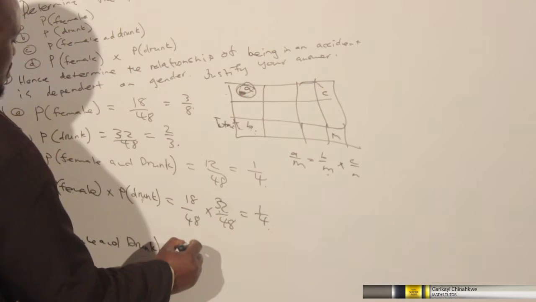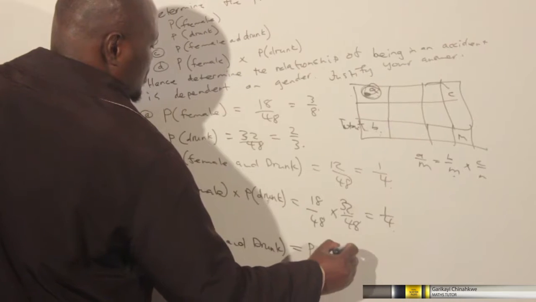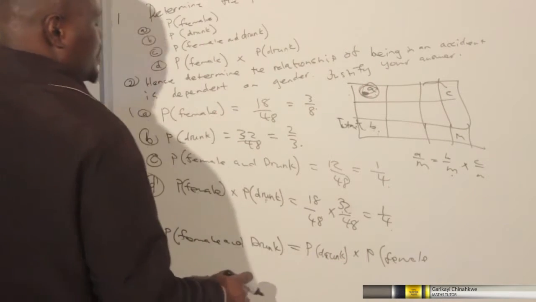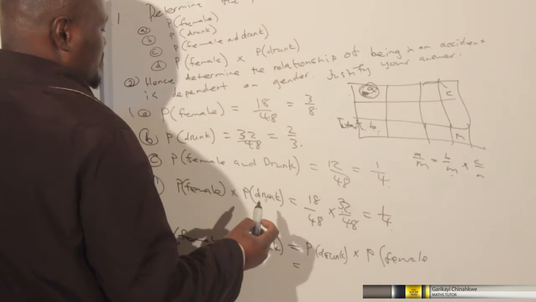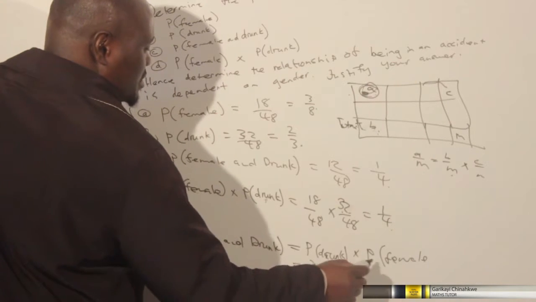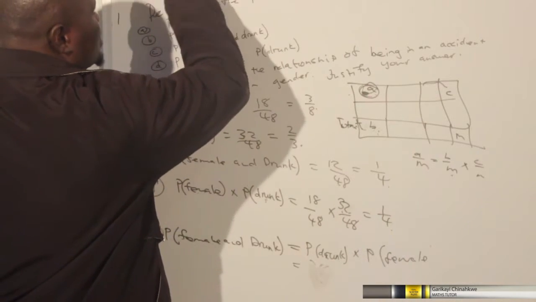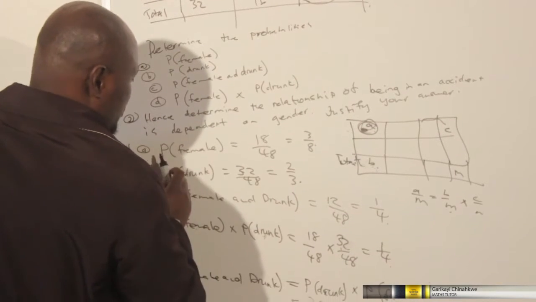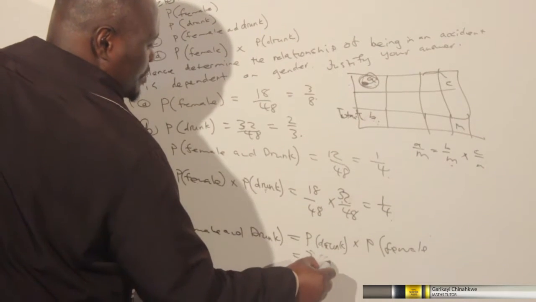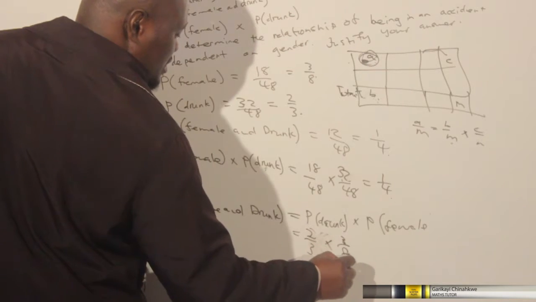You're going to say probability of being drunk multiplied by probability of being female. What is the probability of being female? It is 3/8. What is the probability of being drunk? It is 32 over 48, or I have the answers here, which is 2/3 from question 1. Multiplied by 3/8.